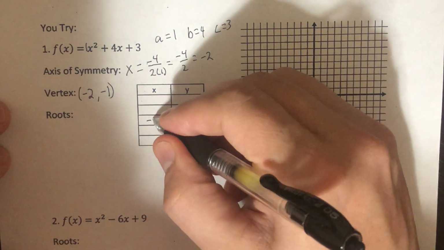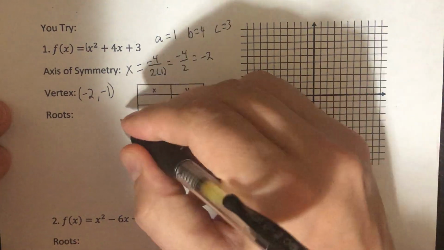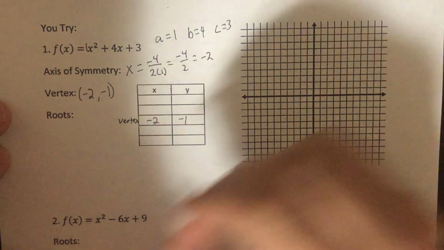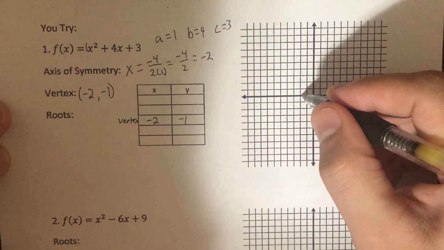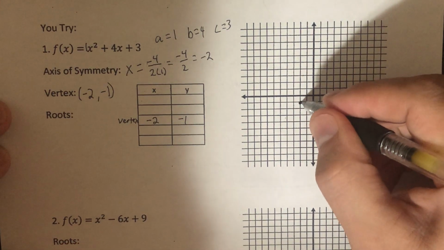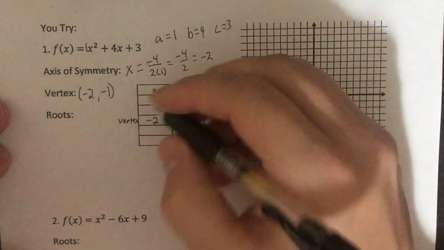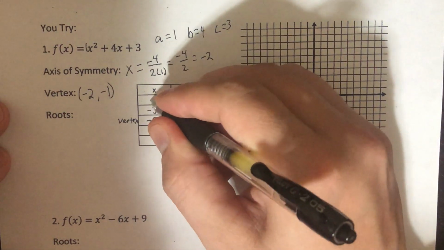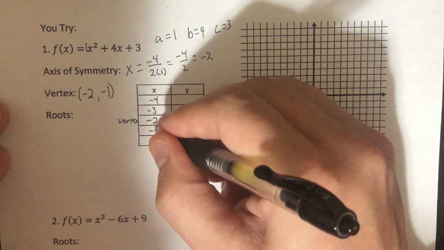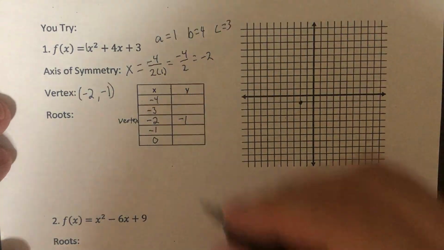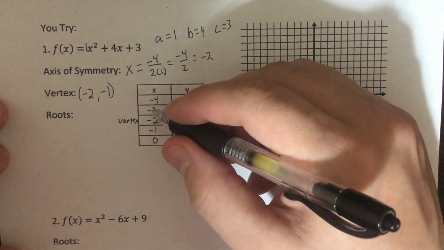Plotting our points. Negative 2, negative 1 is the vertex, the highest or lowest point. I'm going to plot that right away. Left 2, down 1. Now we have to pick some points bigger and some points smaller. So the smaller ones, negative 3, negative 4. Bigger ones, negative 1 and 0. When you plug those in, when you put in negative 3, make sure you use parentheses.